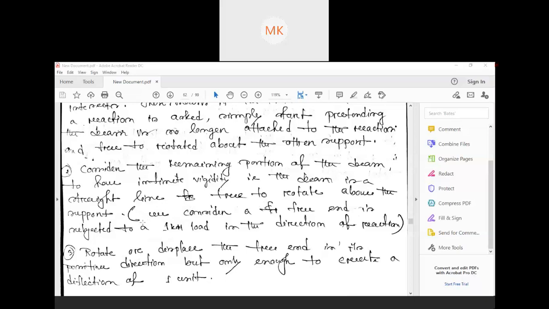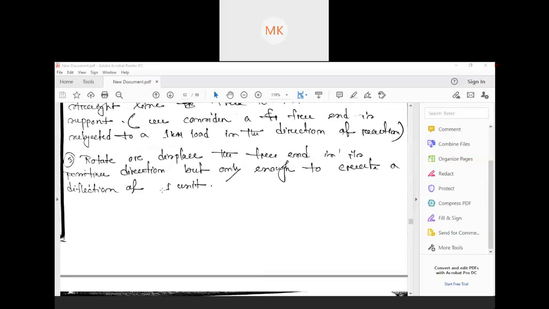Okay, so we consider the free end to be subjected to a 1 kilonewton load, as we have already done in the previous derivation and numerical. We are assuming a unit load for all the calculation and derivation. So our third point is to rotate or displace the free end in the positive direction, but only enough to create a deflection of 1 unit, because we are considering a 1 kilonewton load. Everything we do is in terms of 1 unit.